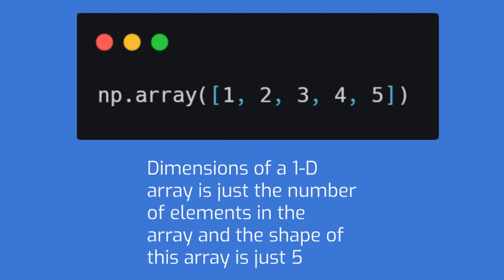Let's start with the 1D array. The dimensions of a one-dimensional array can just be described as the number of elements in the 1D array. For example, look at the example on the screen. We have a one-dimensional array with values 1 to 5 inclusive, and the shape for this array would just be 5, because there's only one dimension, and the shape of an array is just the number of elements in each dimension.